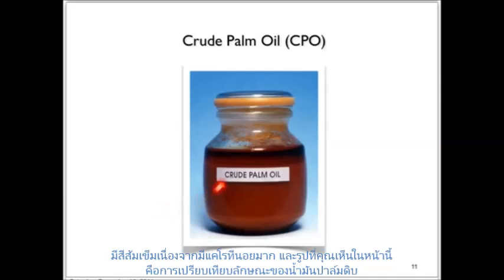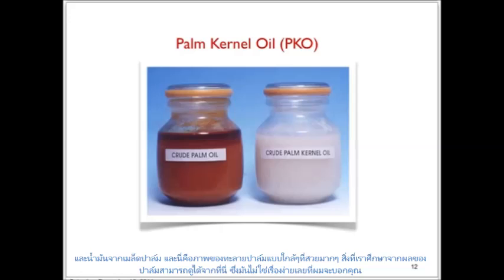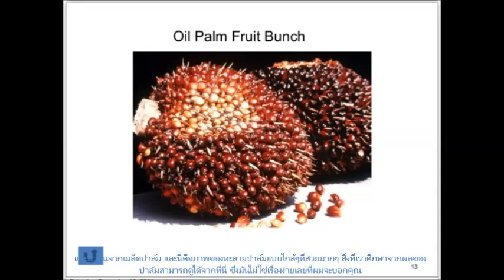And this is how the crude palm oil looks. It's quite thick and viscous with a red or orange color. Actually it contains a rich amount of carotenoids. And in this picture you can see a side-by-side comparison between the appearance of crude palm oil and the appearance of crude palm kernel oil. And here again is a close-up picture of the oil palm fruit bunch. Looks very beautiful, isn't it?